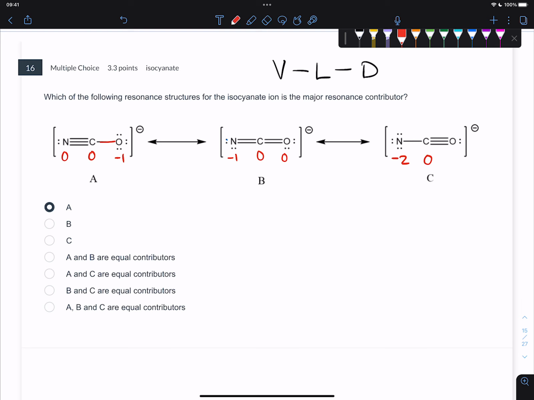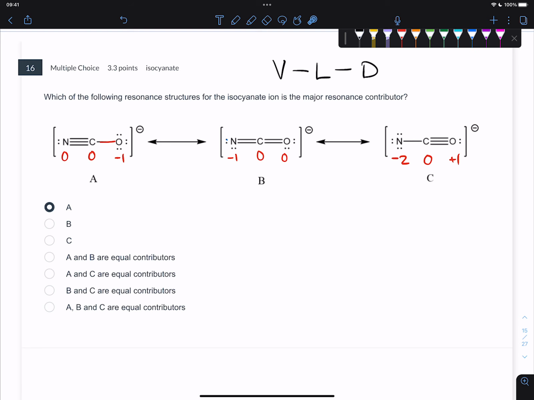If you don't believe me, you can try it out. 4 minus nothing. And then this oxygen over here, oxygen has 6 valence electrons minus the 3 lines touching it minus the 2 dots touching it. 6 minus 3 minus 2 is +1. Now double check your work and see, do the sum of these formal charges add up to the overall charge? Sure they do. -2 plus 0 plus a +1 equals a -1. So all these formal charges are correct.